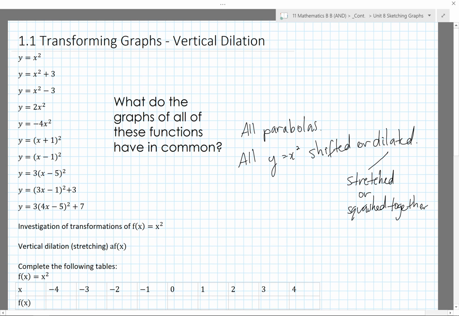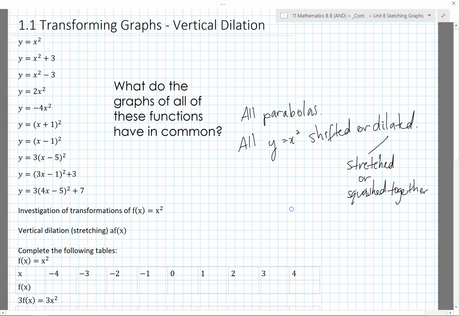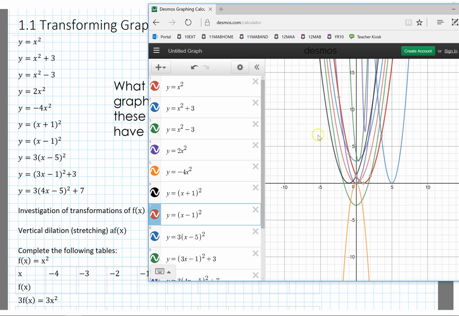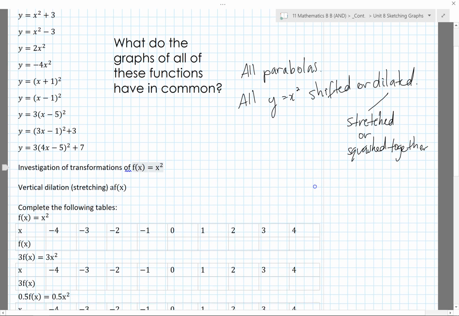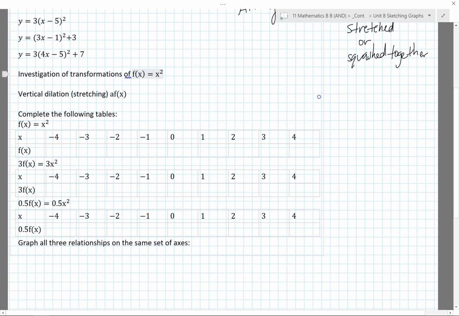Where have you heard the word before? If pupils are dilated, pupils have gotten bigger, they've expanded. So we want to have a look at how we can draw all of these different graphs from our, I guess, base function, the x squared one. So we want to have a look at what multiplying functions by numbers does.